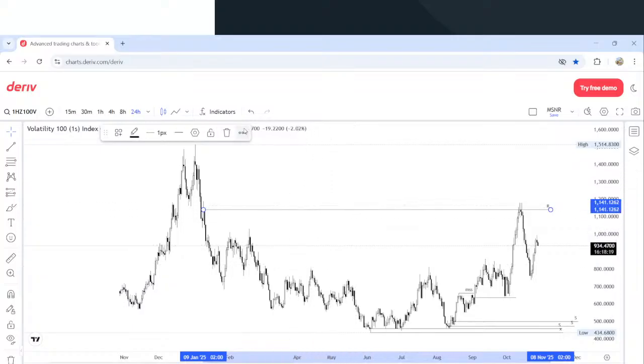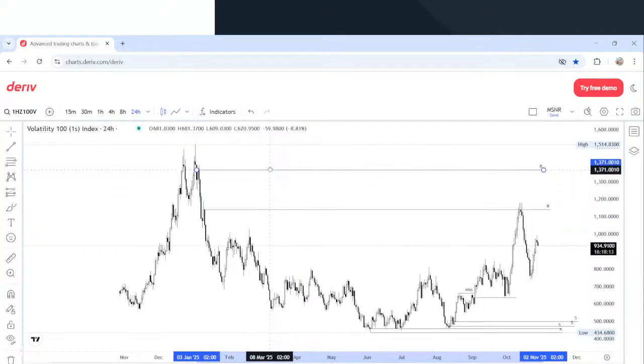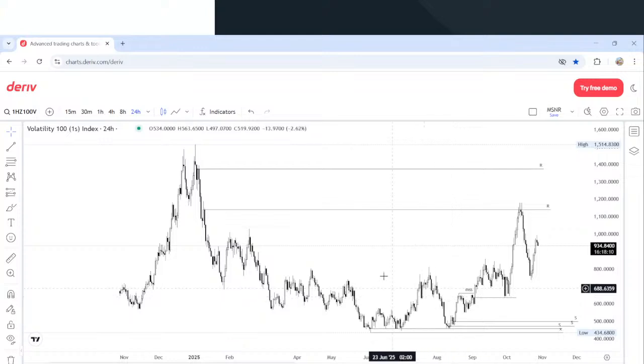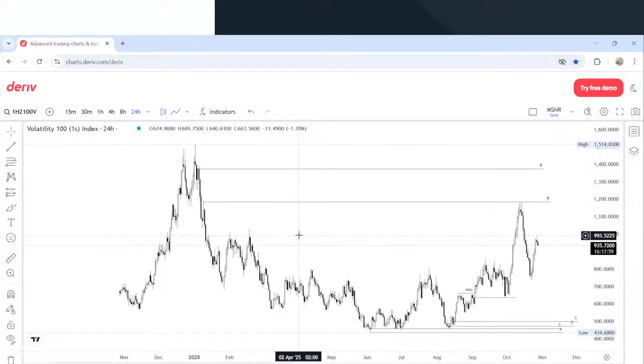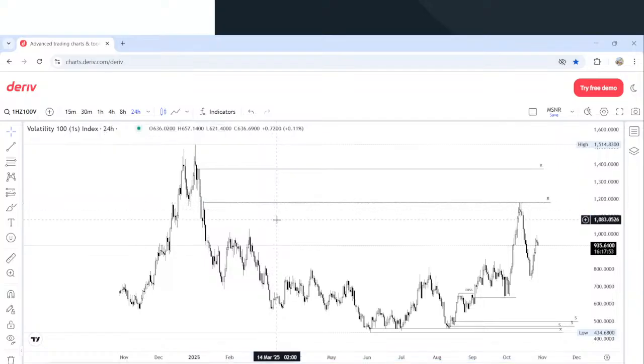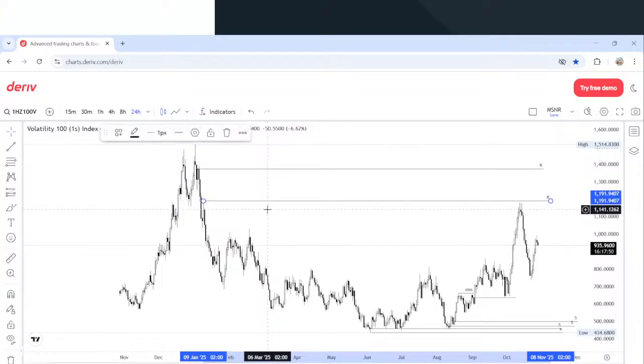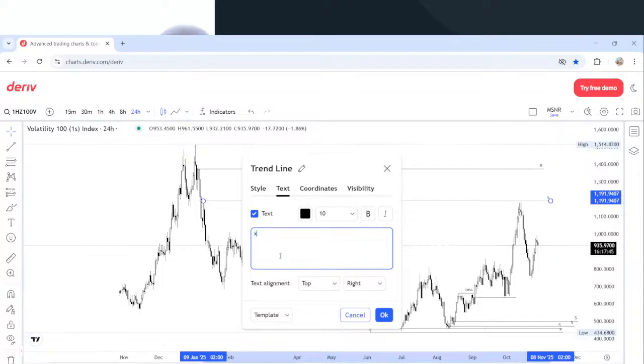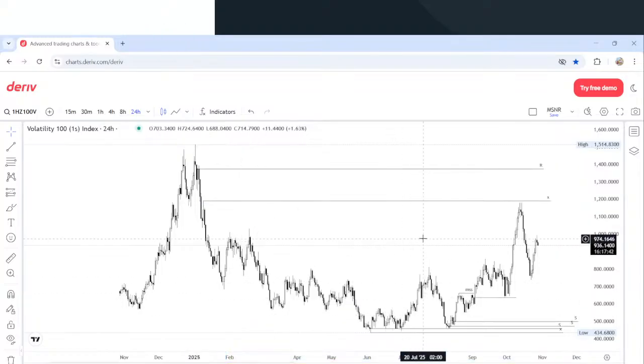Then we're going to do a clone and add it here. This is going to be liquidity because it's already been tapped, so we're going to treat this as our liquidity. I'm going to put an X over there. So this is our strong support.